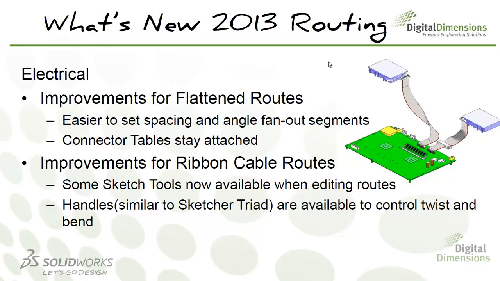And then the last thing is pretty neat because you can now create more freeform ribbon cable routes. You can now mix folded and flexible routes by using a spline or lines. So you do have a little bit more sketch functionality now, and you can use some sketch relations. It was very limited before. There also are handles, which are very similar to using the sketch triad to control the twisting and the bending of a ribbon cable route. So now I'll go into SOLIDWORKS and show you what's new for the electrical side of routing.